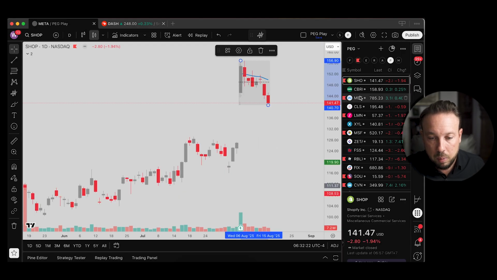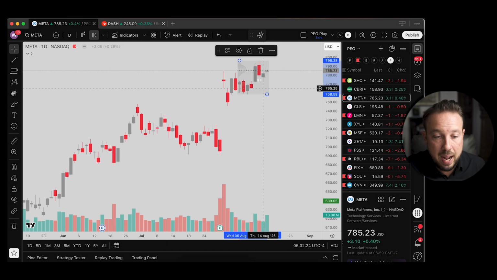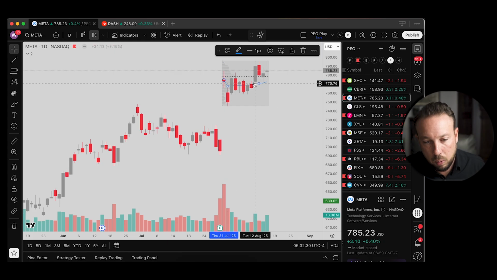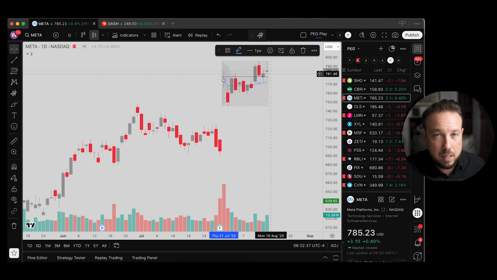So CBRE we just looked at. We'll go over to Meta. Meta has recently triggered. All right, and we want to make sure we've got our anchored VWAP in there. But here was the trigger candle here on Meta. If you missed it, it pulled back. You can see how significant these levels become, and that was a second chance at an entry, and this could be off to the races.